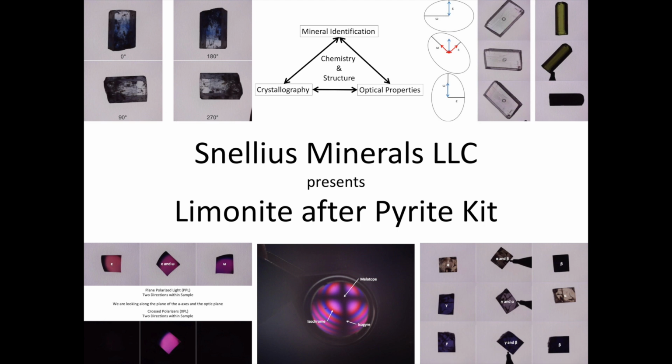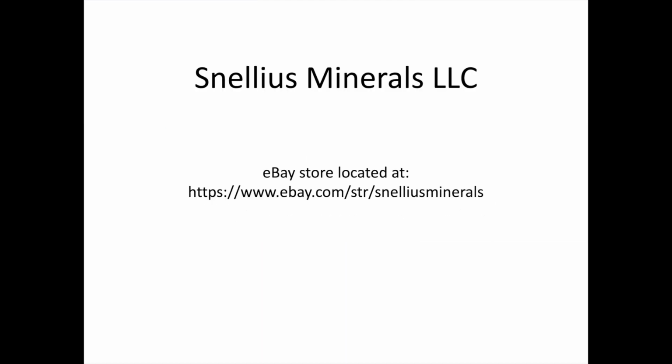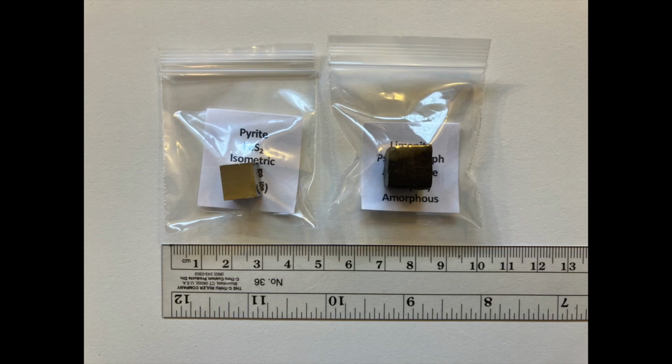You can pick up one of the limonite after pyrite kits from the eBay store Snellius Minerals if you'd like to follow along. The kit consists of a cube or nearly a cube of pyrite and a cube or nearly a cube of limonite. There's a bit of wiggle room there, but you'll get the idea of what's going on.